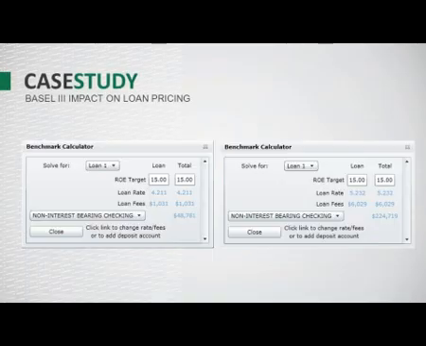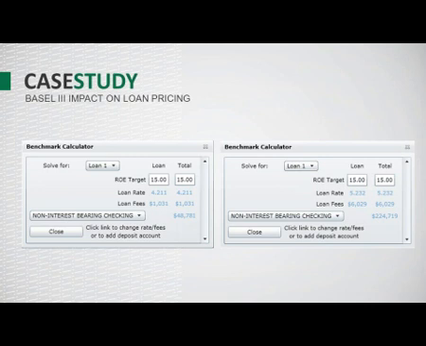So now if we look at a side-by-side view of our benchmark calculator, the left-hand side shows the first time we ran through this loan with the moderate volatility setting, the 9% allocation. Again, our benchmark calculator solved for the loan rate required to get us to our 15% ROE. That was a 4.21% loan rate.